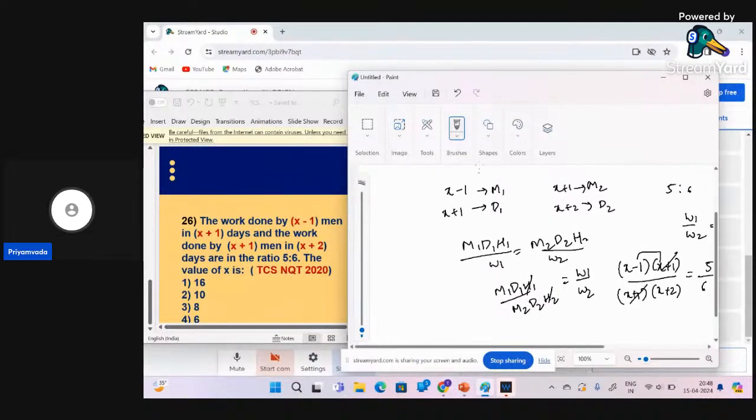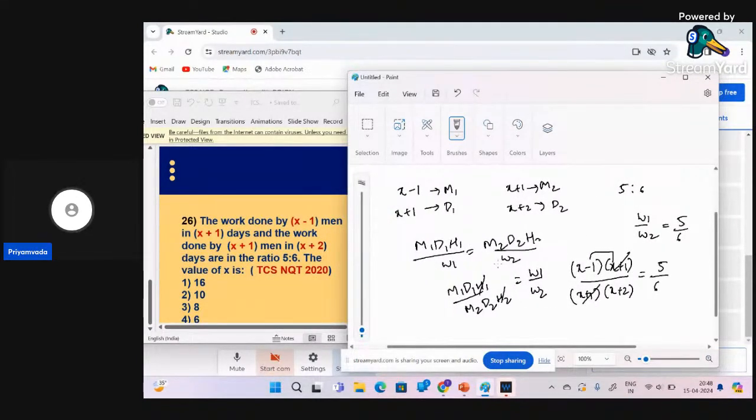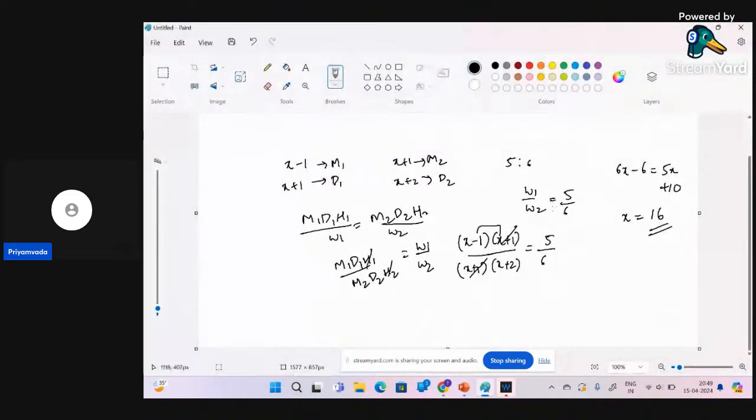I'll explain it to you once again. They have given M1 D1 and M2 D2, and we have the formula M1 D1 H1 by W1 equals M2 D2 H2 by W2. And we took W1 by W2 to the right hand side because we have the ratio in the question, that is 5 by 6. And we have substituted x minus 1 and all the values. We got the value of x equals 16. Is it clear for everyone? Please let me know in the comment section. Is it clear?